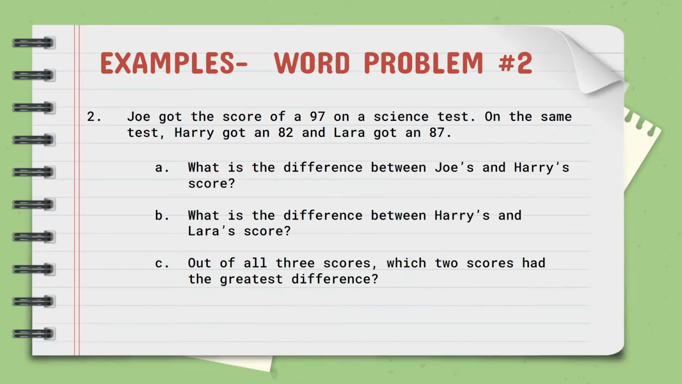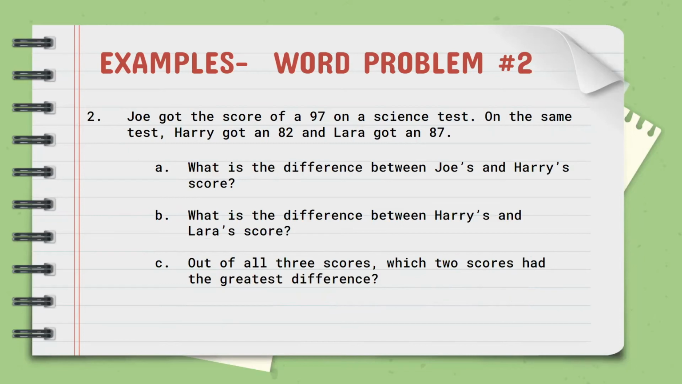Example number 2. Joe got the score of a 97 on a science test. On the same test, Harry got an 82 and Laura got a 87. So what is the difference between Joe's and Harry's score? So the difference between Joe's and Harry's score is 15.